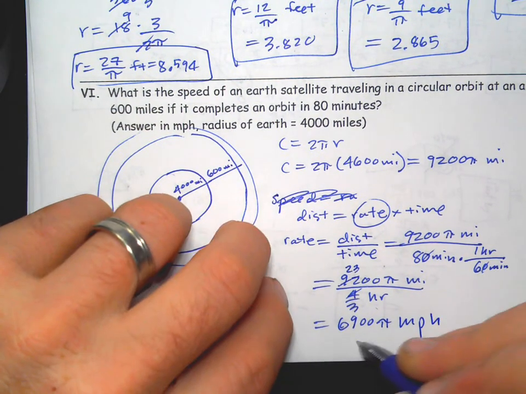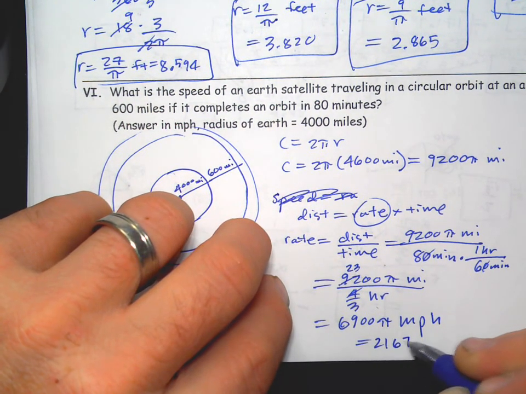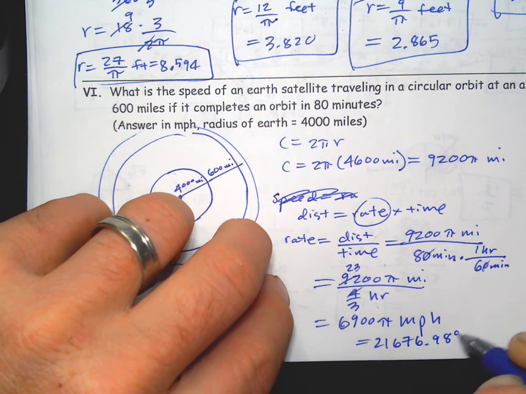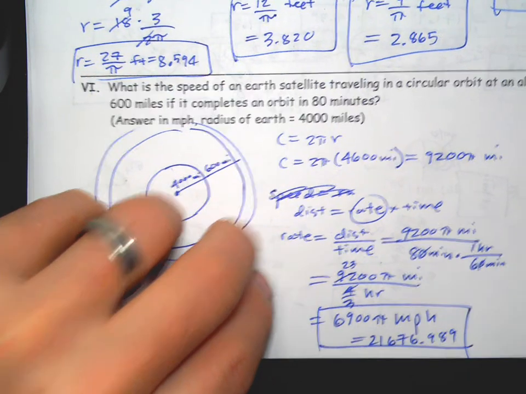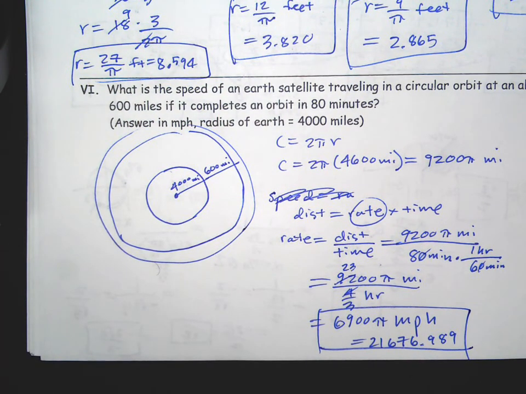On your calculator, it's 21,676.989. So there you go. Something to make you get a little creative. That's it.